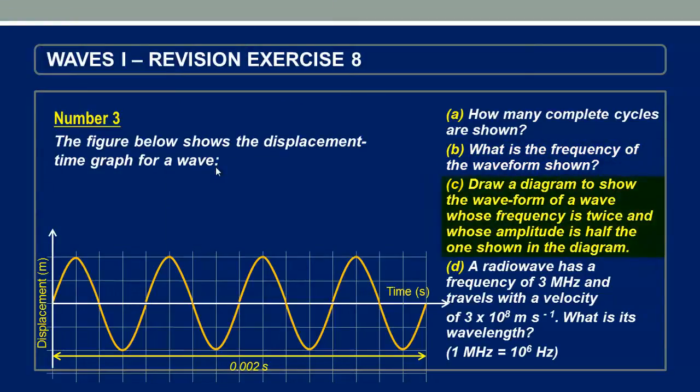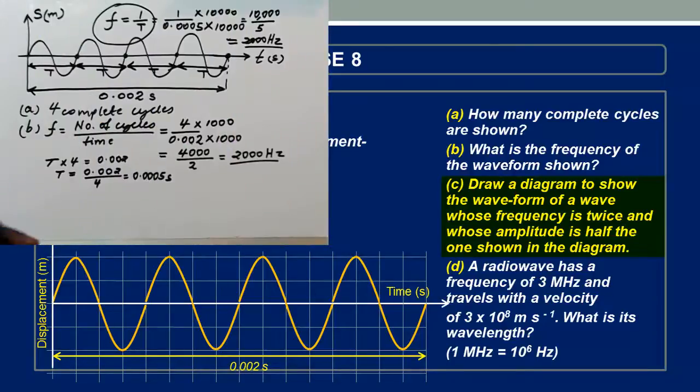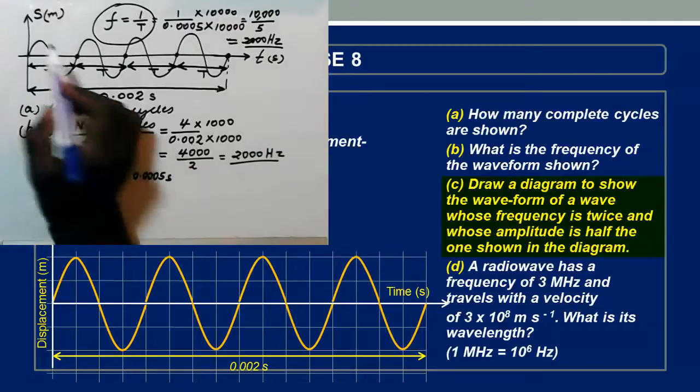In part C, we are told, draw a diagram to show the waveform of a wave whose frequency is twice and whose amplitude is half the one shown in the diagram. Now, how do we proceed? Let me use a different color for this part.